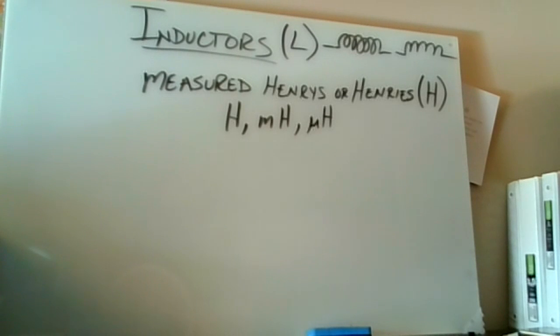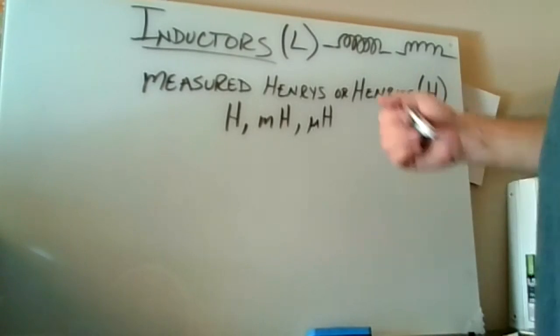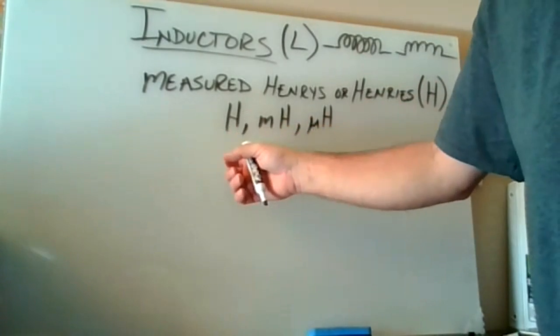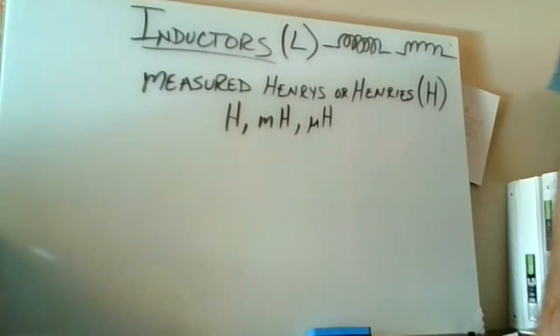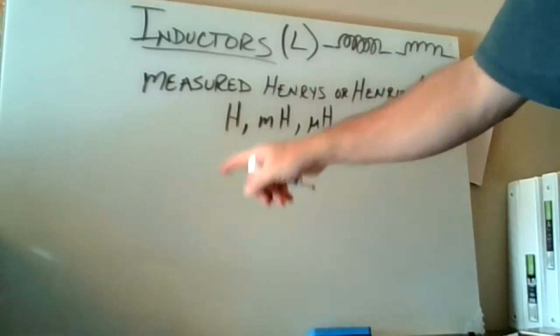They oppose changes in current by developing a voltage across it proportional to the rate of change of the current. An ideal inductor would offer no resistance to constant direct current. So current would just constantly flow. Same thing here. How am I going to convert from henries to ohms? I can't, so I've got to convert these to what we call inductive reactance.